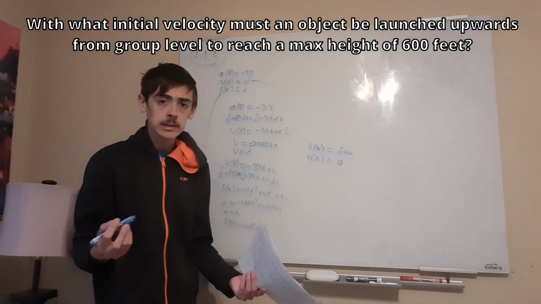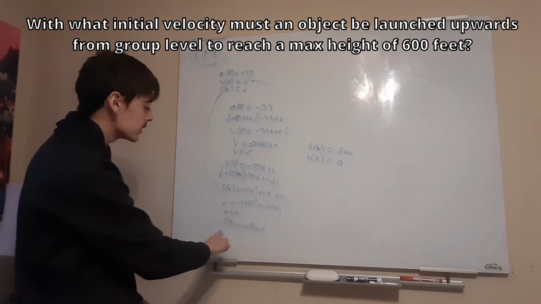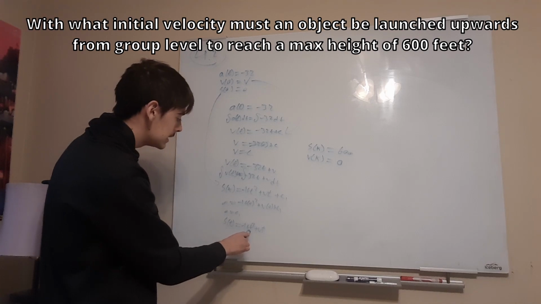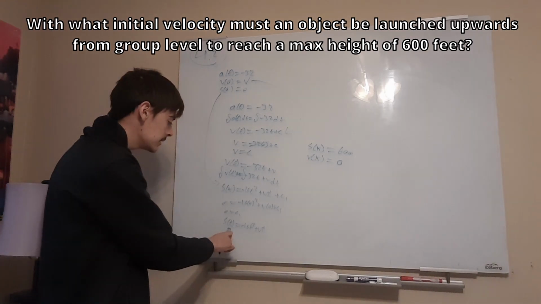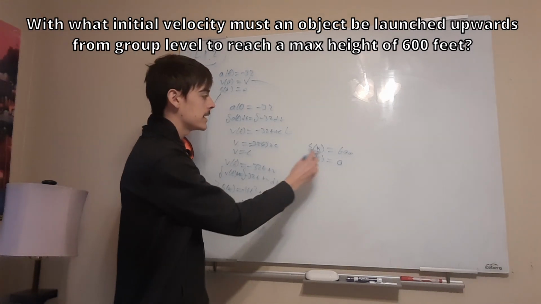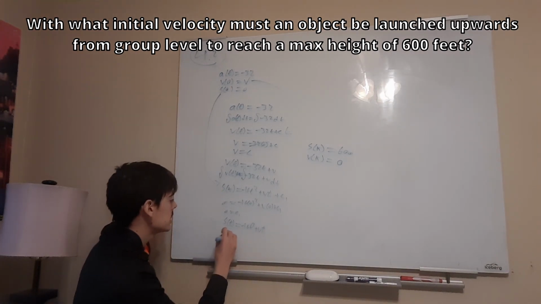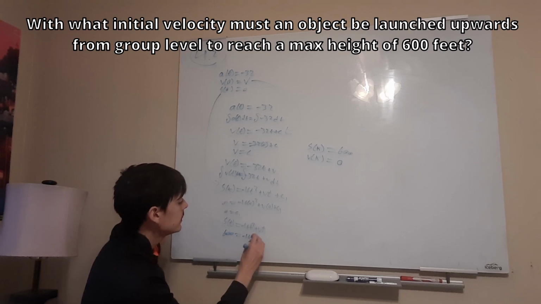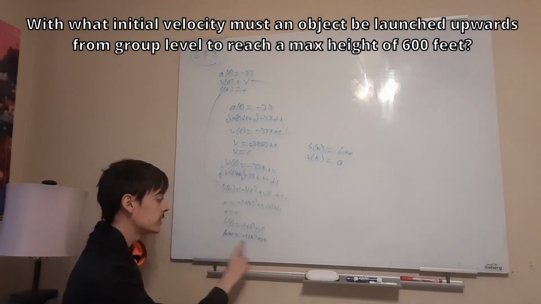Now this doesn't look like it's doing anything, but it actually is, and it's important. If we look at our position function, we get s of t equals negative 16t squared plus vt. We have three unknowns here. We don't know what s of t is, we don't know what t is, and we don't know what v is. But if we plug in s of k is 600 into our position function, we will get 600 equals negative 16k squared plus vk. And this actually leaves us with only two unknowns.